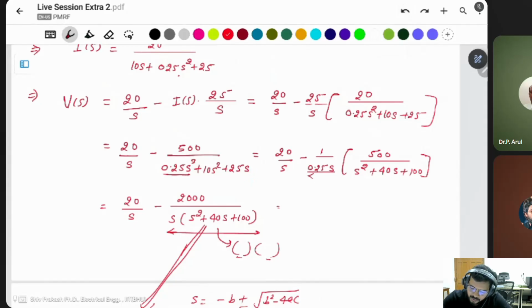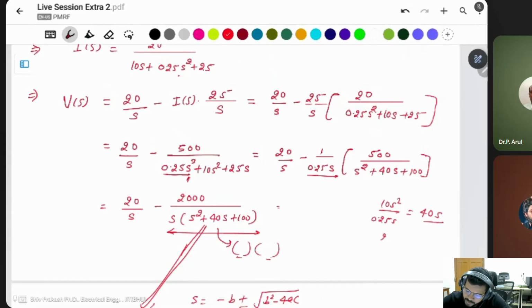If you take common 0.25 into s, then what happens? This will be 1 s square, 0.25 into s is common, and only the s square term is here. Then this will be 10 s square divided by 0.25 s. s will be cancelled out, only s is there, 10 by 0.25. 0.25 means 1 by 4, 1 by 4 means 4 into 10, it will be 40. That's why this will be 40 s.